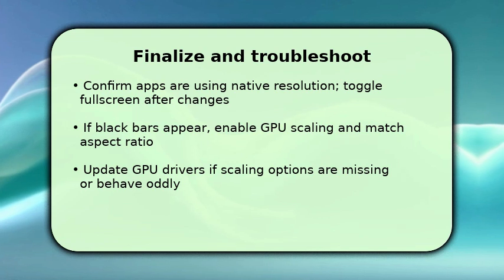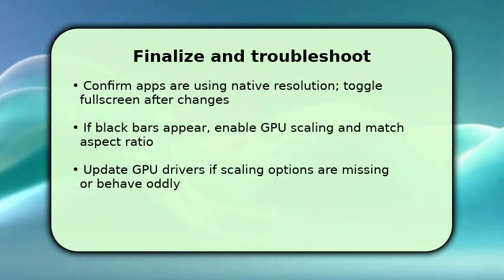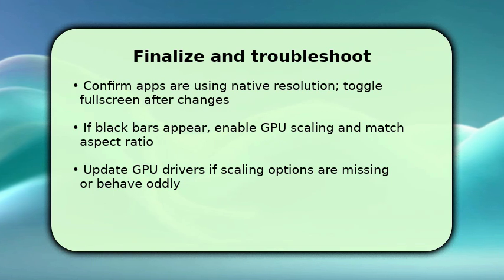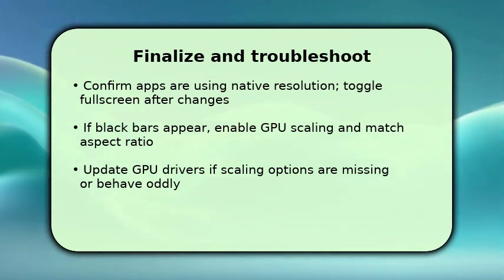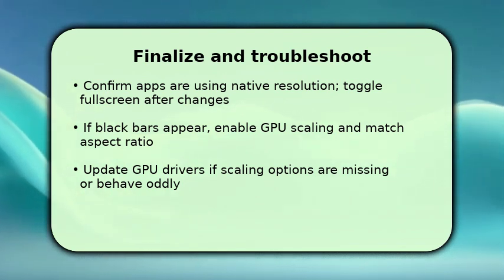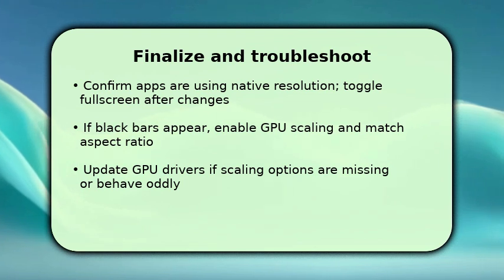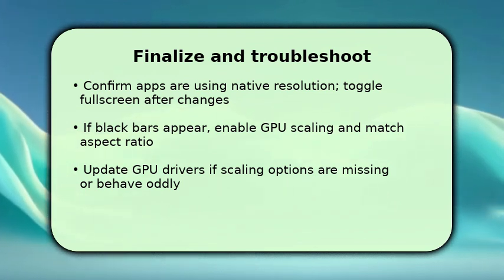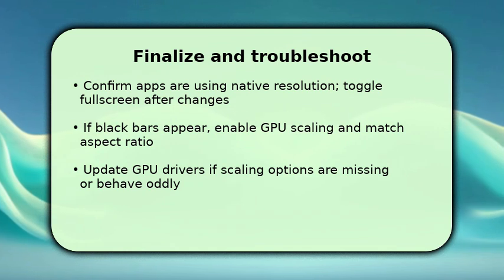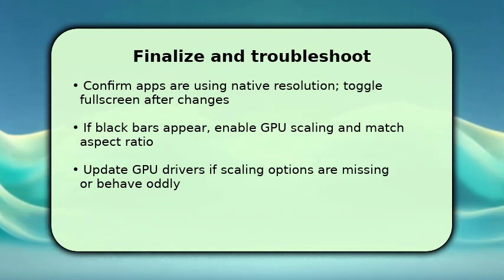If you see black bars, enable GPU-level scaling and set the monitor aspect ratio to match the source. This forces stretching to full size. Make sure drivers are up to date so scaling options are available. If problems persist, restart the display driver or reconnect the cable. These steps usually resolve mismatches between OS, GPU, and monitor settings.